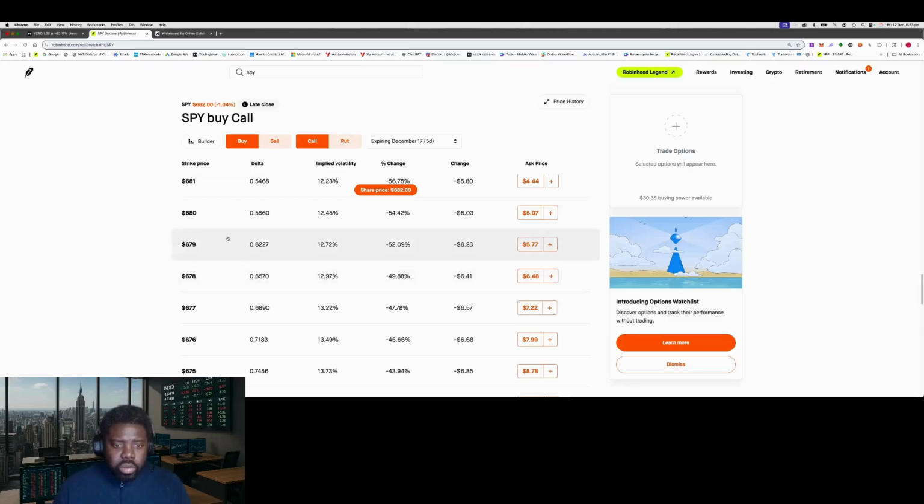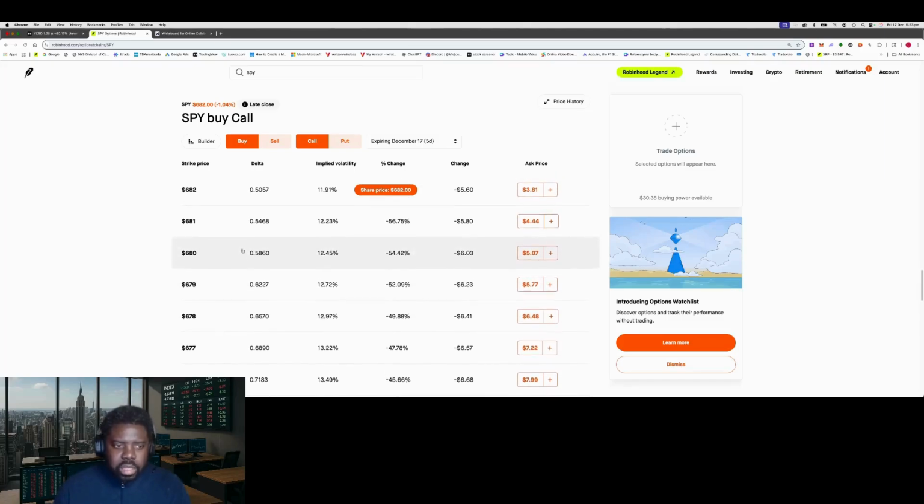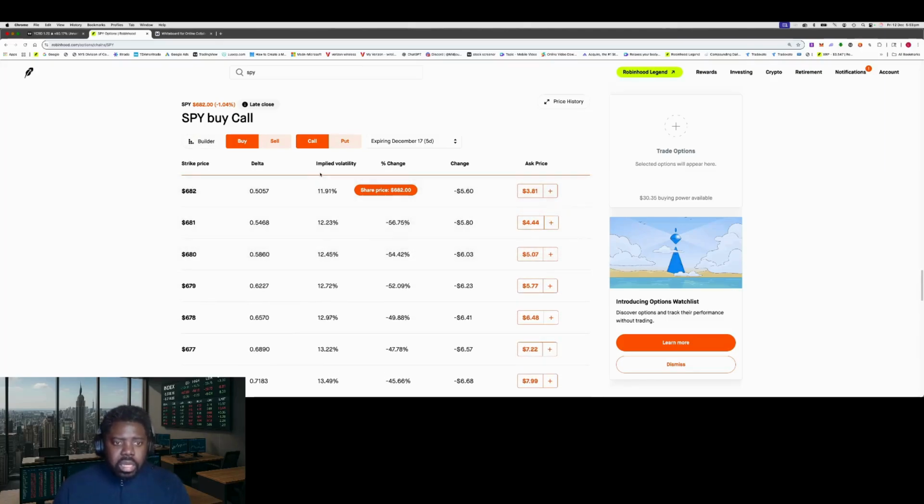So you're going to see that in the money means you're buying a strike price that is already lower than the current price. That's what the strike price is.